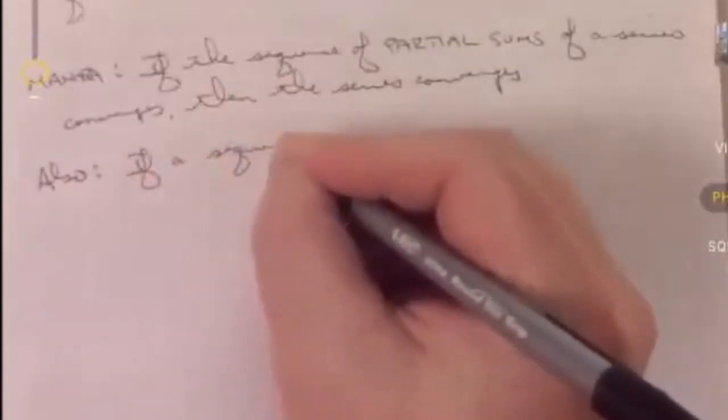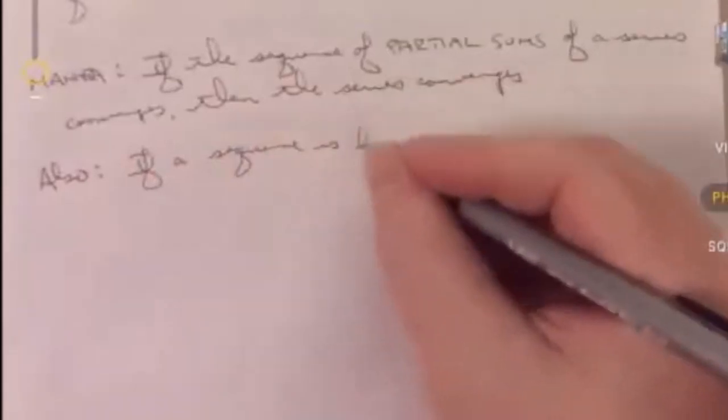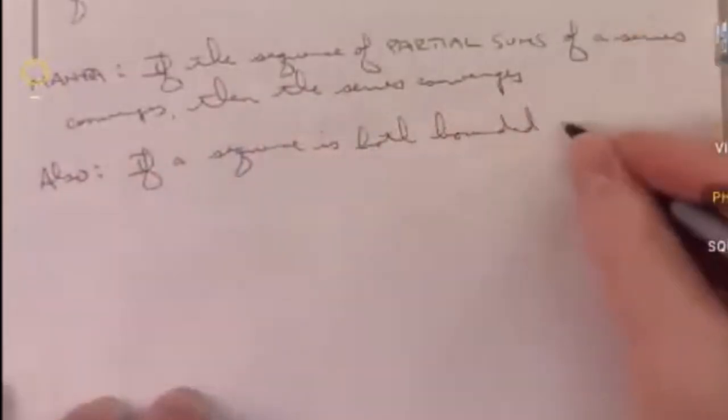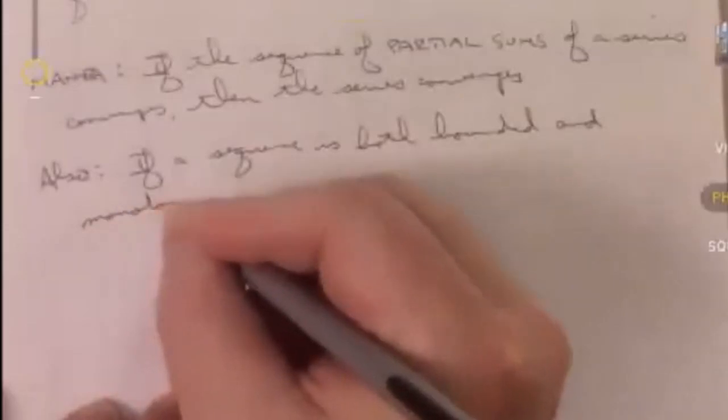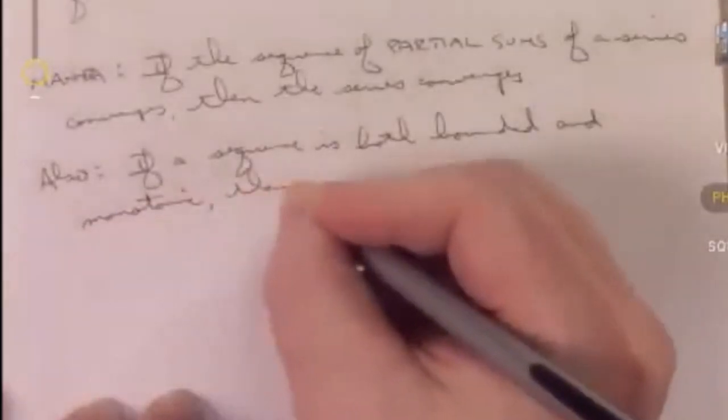Okay, so we also saw in a previous lesson that if a sequence is both bounded and monotonic, then the sequence converges.